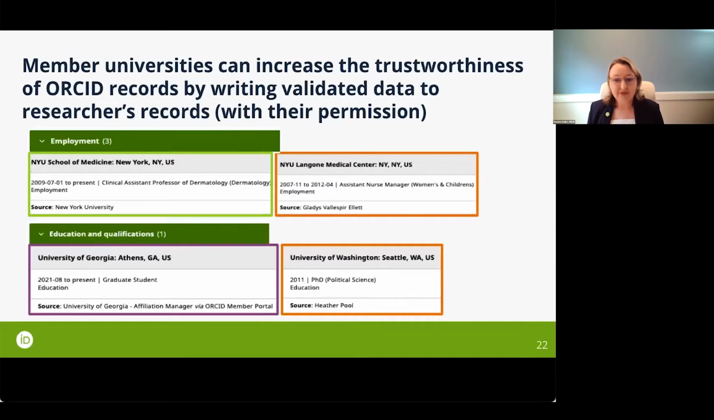The example on the left requires a data management system and ORCID membership, while the orange example is free of charge. The third way to write data to ORCID records is featured on the bottom left, highlighted in purple. This is the Affiliation Manager tool used by the University of Georgia in this example. This tool is offered by ORCID to members of a consortium free of charge. All of the FDP university members who have already joined ORCID have access to this tool and your staff can access it through ORCID's member portal.